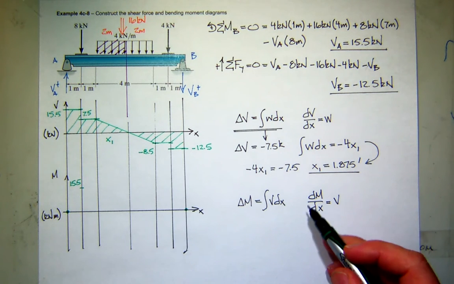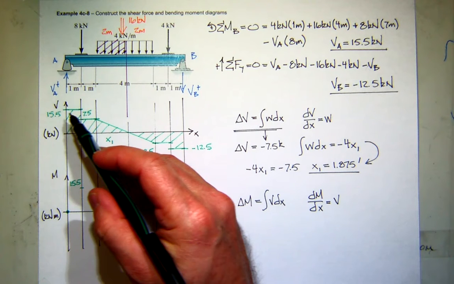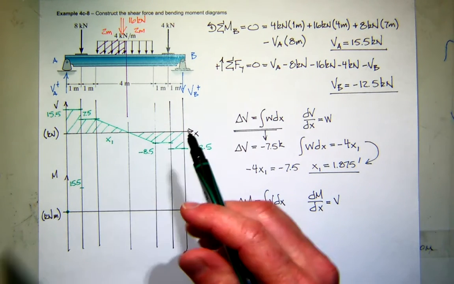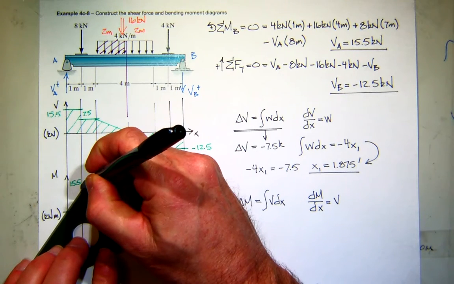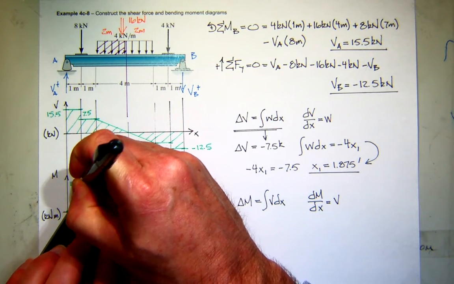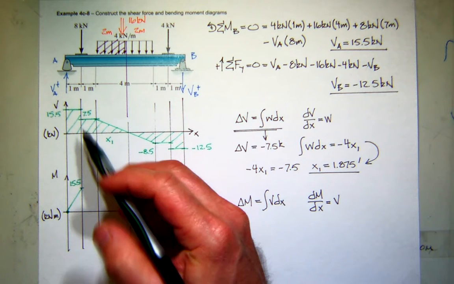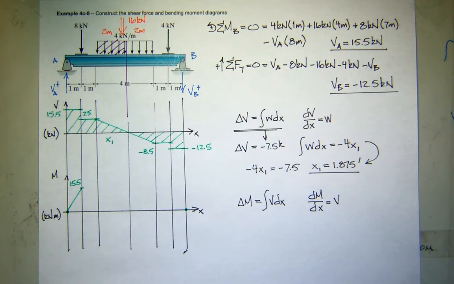And the slope of that curve is given by the shear, and the shear is positive, 15.5, and it's constant. So a constant positive shear looks something like that. So the actual slope of that line everywhere is positive 15.5.